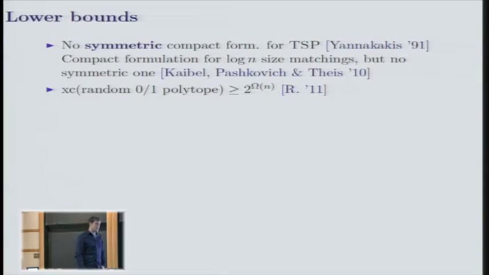A random polytope is you just take a random subset of the cube and take its convex hull. Yes, exactly. Okay, so that didn't lead anywhere.